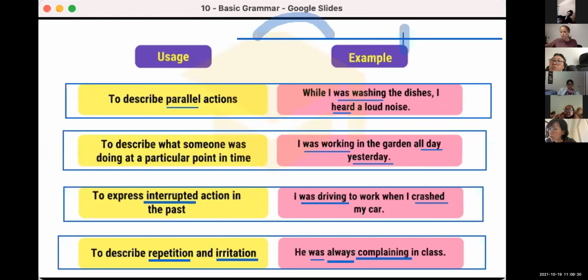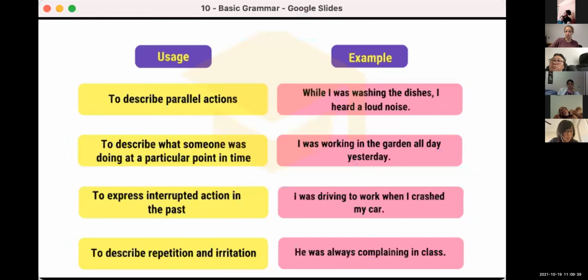Okay. Any questions about these sentences or how to use the past progressive? Okay.